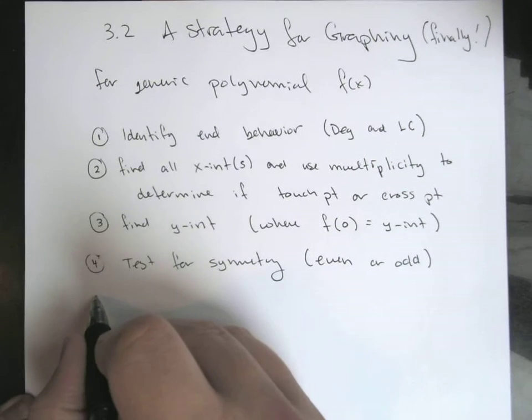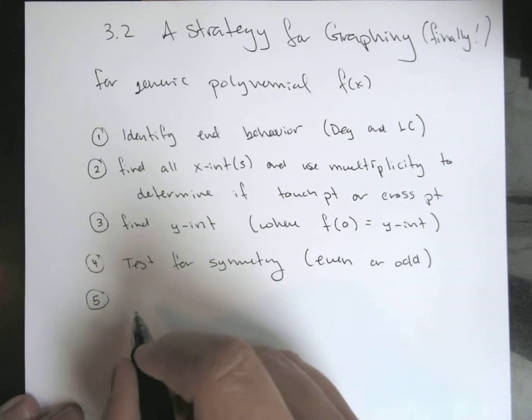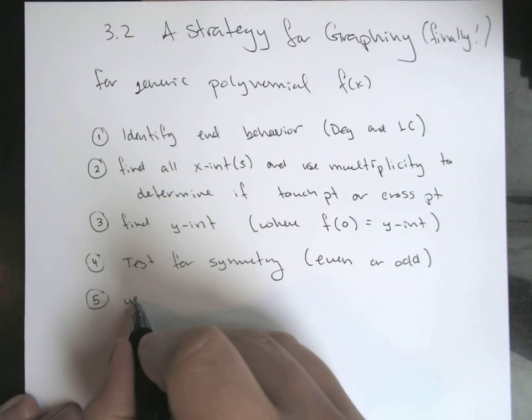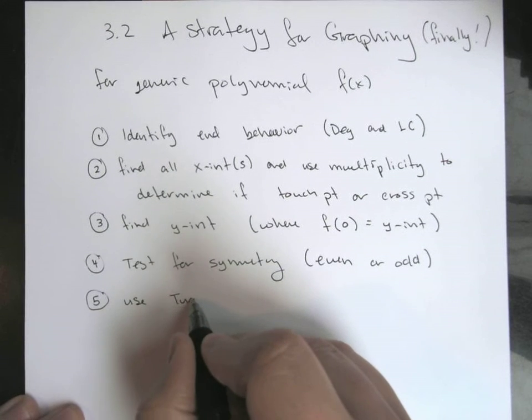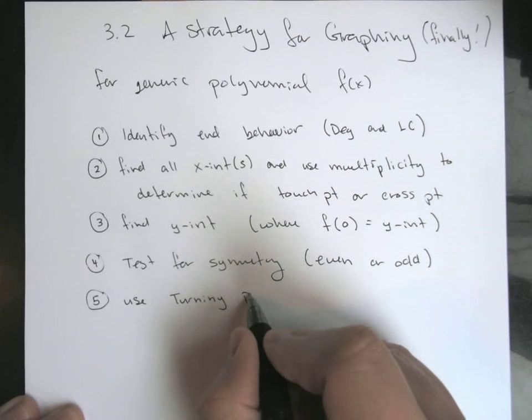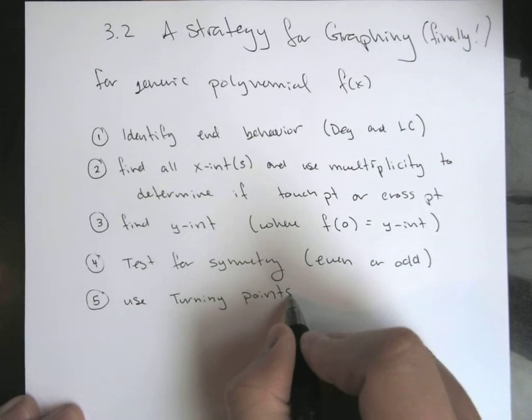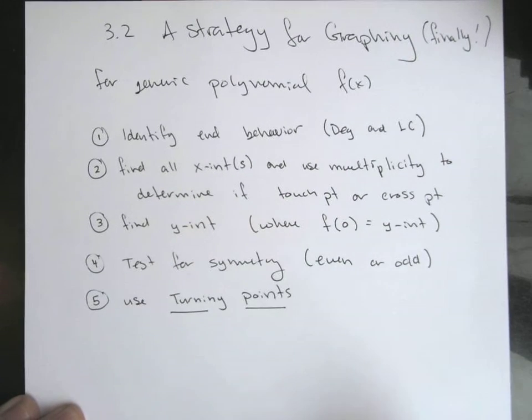Step 5 is we're going to use turning points, which we're going to talk about in a second because we haven't talked about it yet, so this is new.